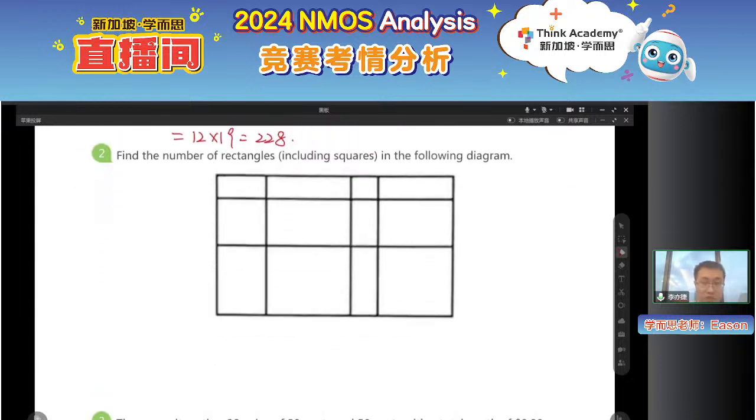Okay. Then question two, we can just use combinations to calculate it. We want to count rectangles. Rectangles are formed with two vertical lines and two horizontal lines, right? Sorry, horizontal lines 4, vertical lines 5. So the answer would be 4C2 times 5C2, which is 6 times 10, 60, right? Name it an easy question.